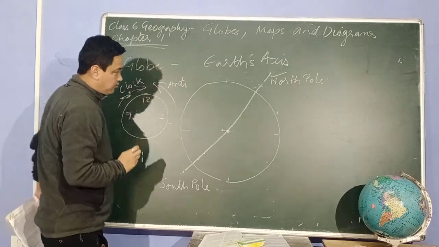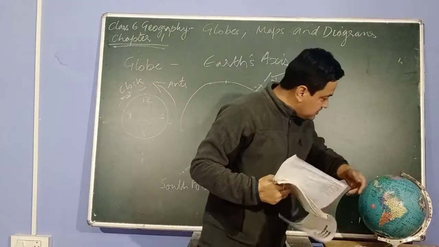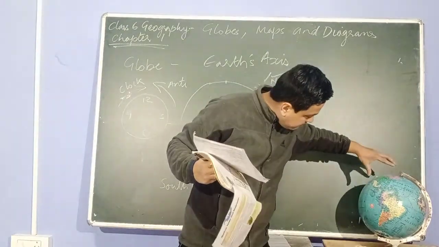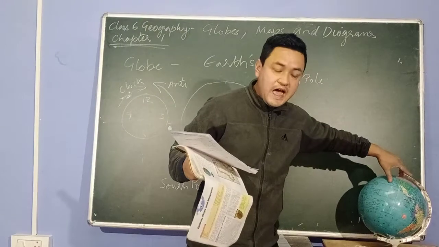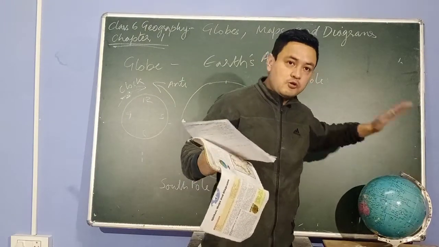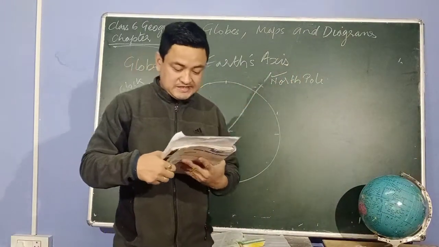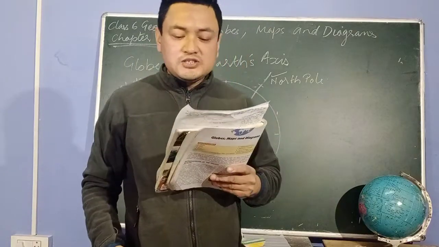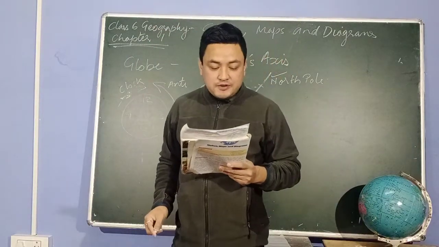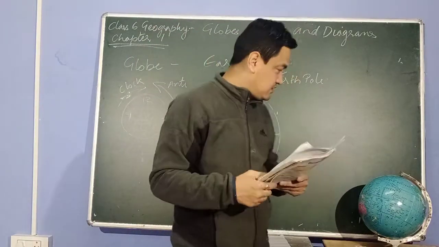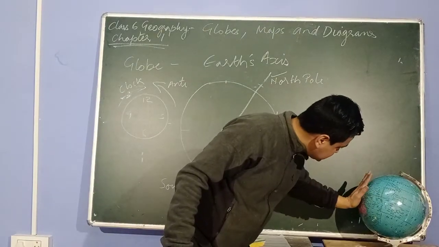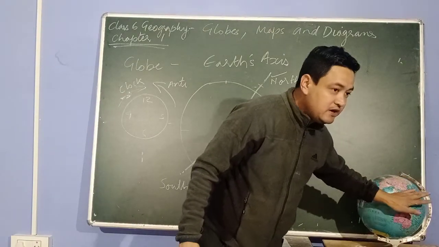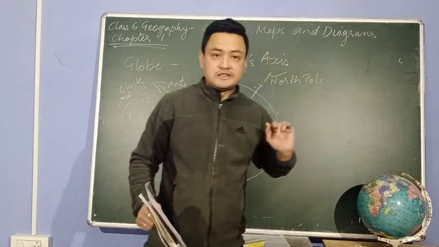So, how does the Earth rotate? Now you can see the globe here. It rotates from west to east in the anti-clockwise direction. This means that a place on the west side of the Earth appears to go towards the east. So, the places that are found on the west appear to go towards the east when the Earth rotates.